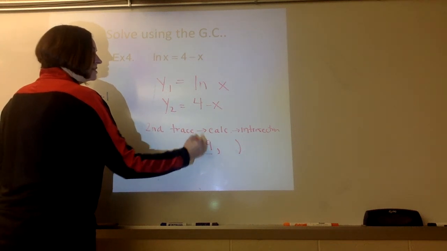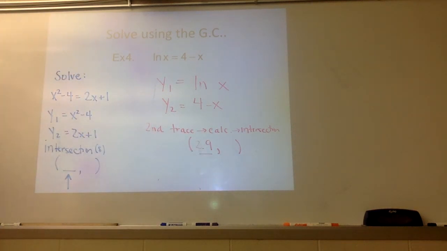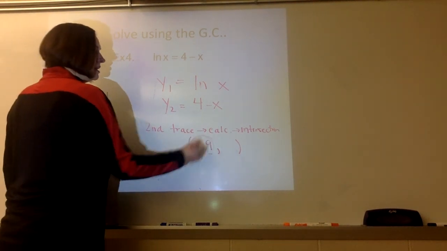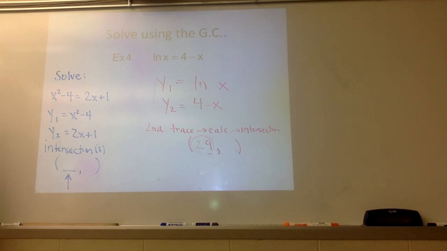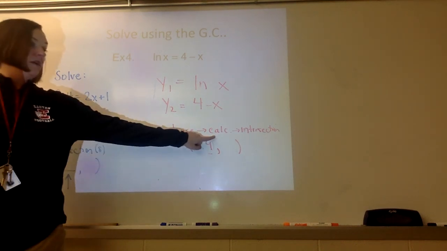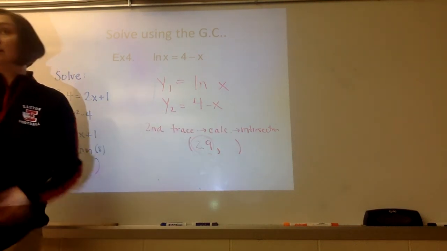I'm going to keep going until the class tells me what the right answer is. 1.9, 2.9, 7.9, what is it? 2.9. Do we care what the y value is? No. 2.9 is what's generated when we go through all of the steps. Am I just using trace to estimate the intersection? No. I am calculating the exact intersection point. Second, trace, the calculate menu, choose intersection. Got it?